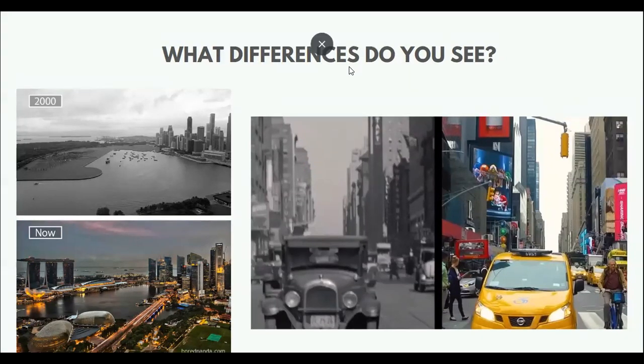Can you read the question, Yvonne? Okay. What differences do you see? Okay, very good. So, in both pictures, this picture and this picture, we have differences. Let's see number one, okay? The 2000s and now. What differences do you see?